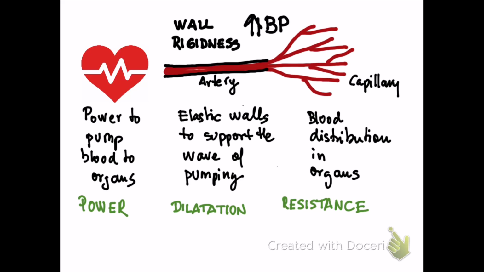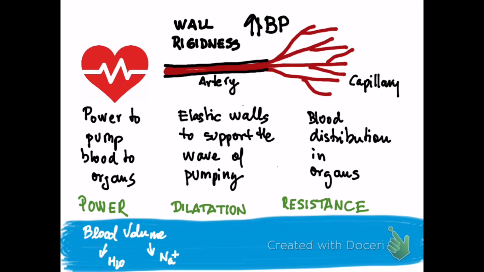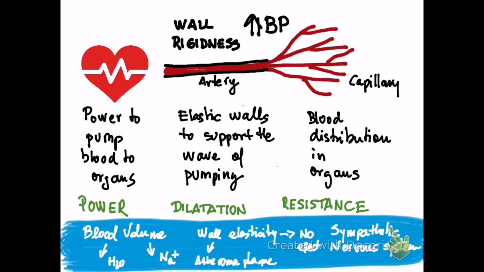This pressure can be regulated in different ways. One of them is the concentration of sodium. High levels of sodium increase blood pressure. Another element is the elasticity of the artery wall, which can be decreased due to the presence of atheroma plaque or increased due to nitric oxide. And finally, it can be regulated by the sympathetic nervous system, which produces a constriction of the artery.